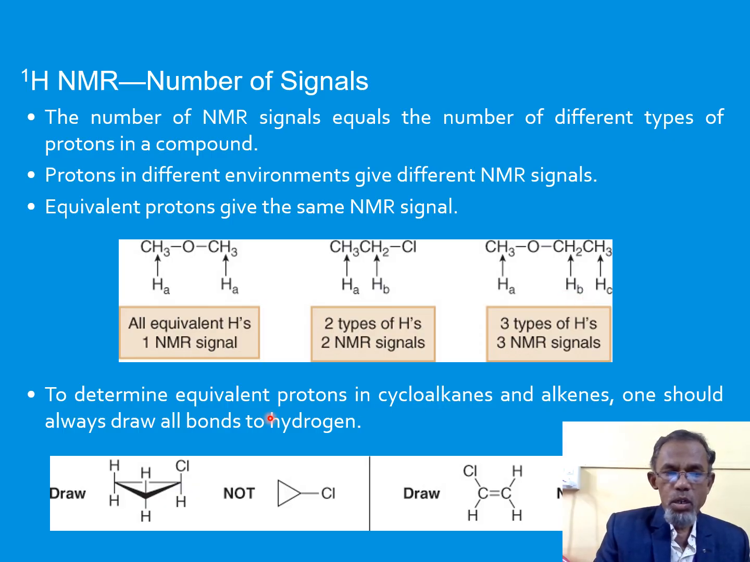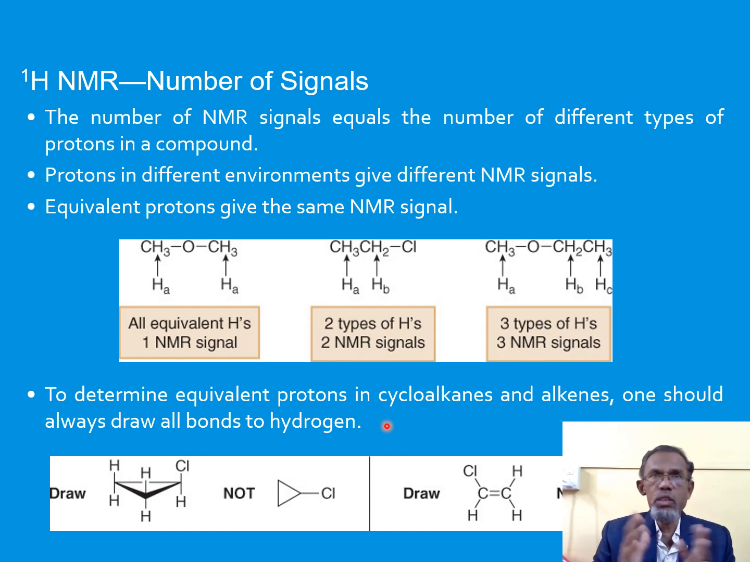And further, to determine the equivalent protons in cycloalkanes and alkenes, one should always draw all bonds to the hydrogen. If you just say cycloalkane orally, unless we draw the cyclic structure, it is difficult to know whether the environment of the protons is similar or different. That's why it is mandatory to draw the structure of cycloalkanes or cyclic structures, and thereby we can see whether they are similar or different.